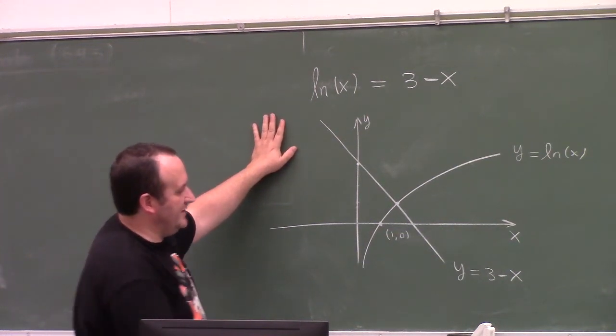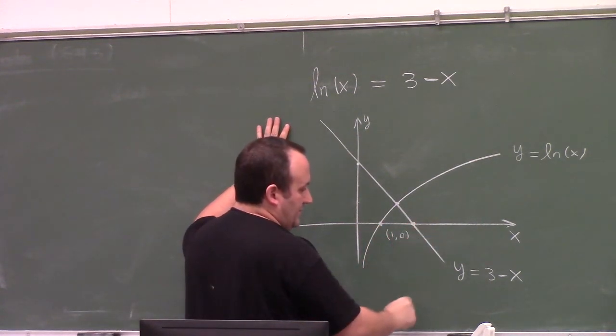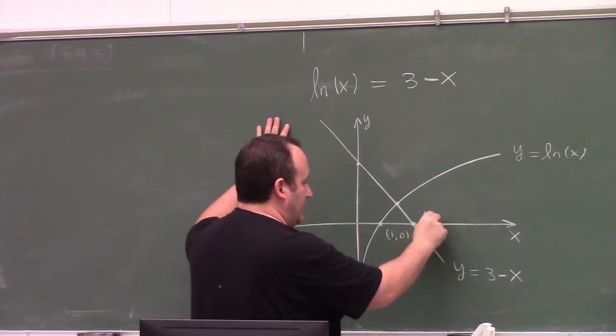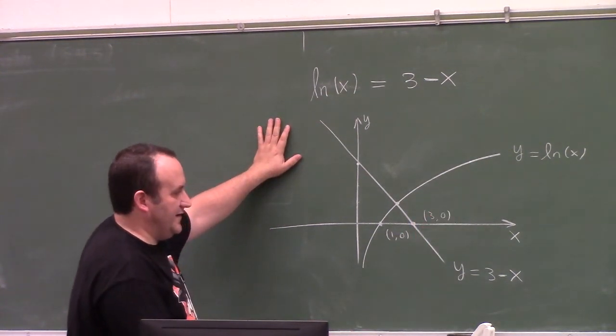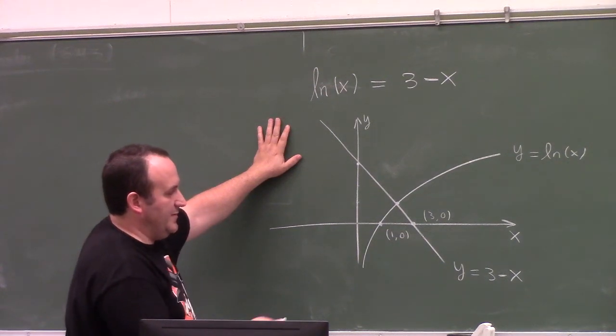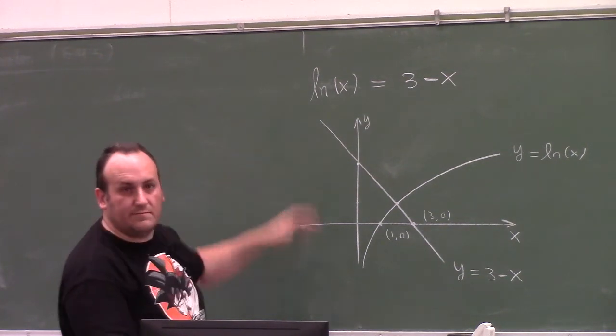You can kind of see that the answer should be somewhere between, what's this point here? That's like 3. So I'm guessing that the answer is somewhere between like 1.5 and probably about 2. 2 is not right, but it's kind of close to 2.